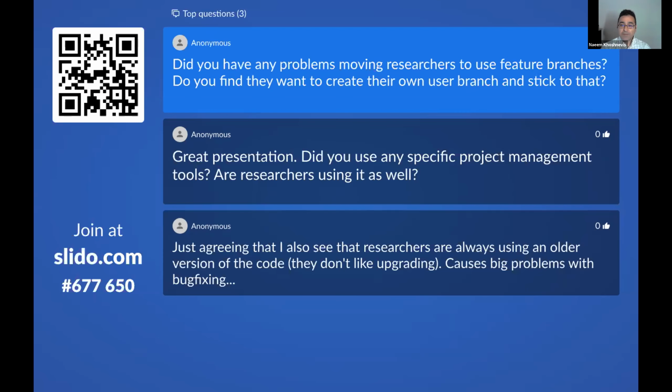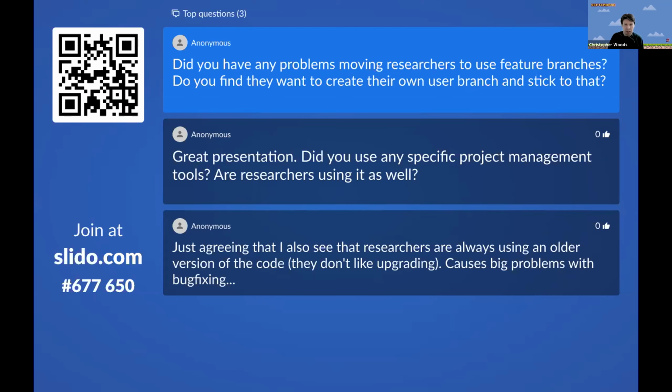Yes, it happens all the time with researchers, but fortunately, the team that I'm working with is very professional, and right now they are using different feature branches, a master branch and a develop branch, and they have adapted to the situation very well.